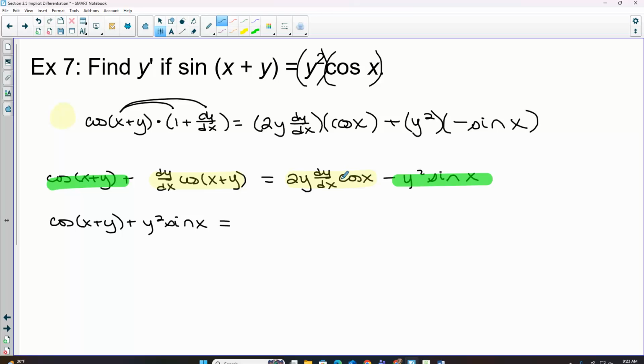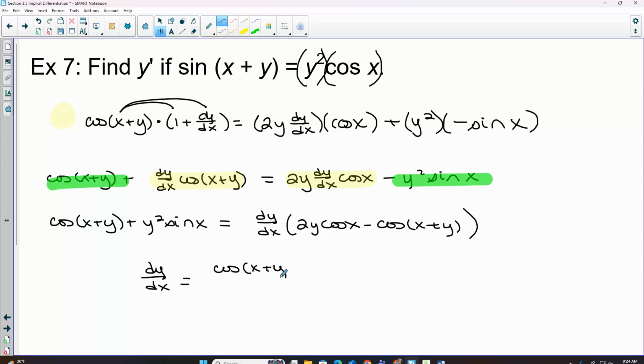Can I go ahead and factor out the dy dx as I move this over? Would that be too confusing? So both of these would have it, and we'd have 2y cosine x minus the cosine of x plus y. So to get dy dx by itself, you have to divide. That's y squared sine x over 2y cosine x minus cosine of x plus y.